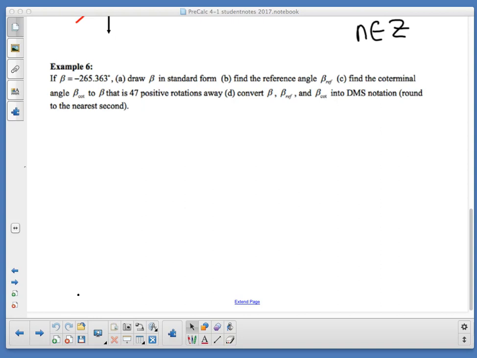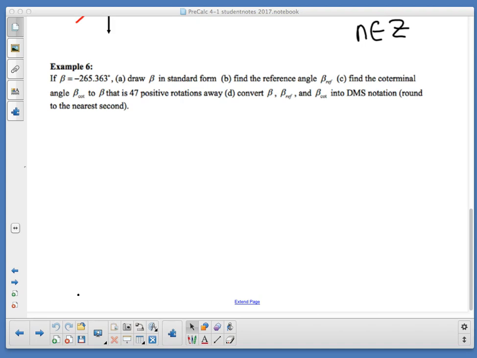So I've got beta, and hi, welcome to PreCalc 4.1 day 4. We're gonna clean up the notes that I skipped. I skipped the example 6. I think it was on page, I don't know, one more page, page 4. Thanks, guys. It's on page 4.